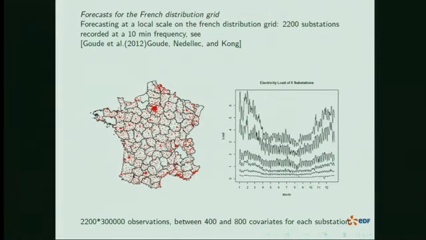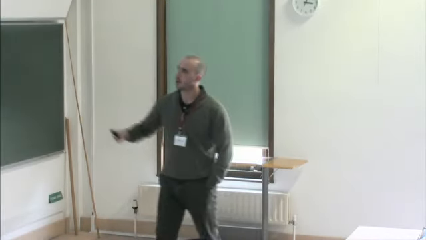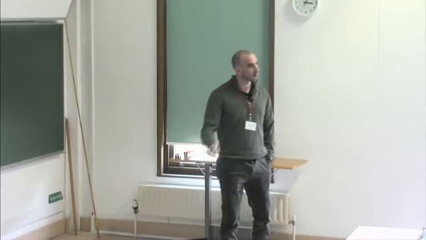The last application is on forecasting on the French distribution grid. So we have to forecast here for ERDF, which is the French distribution network manager. We have to forecast 2,200 substations over the French territory. You can see it on the map on the left. The data is recorded at 10-minute frequency. So it's a lot of data, 2,200 time series at 10-minute frequency. For me, maybe not for everybody, but for me it's a lot of data. And very, very different data: as you can see on the right, you can have a substation with a lot of residential, other with industrials, and a mix of everything.